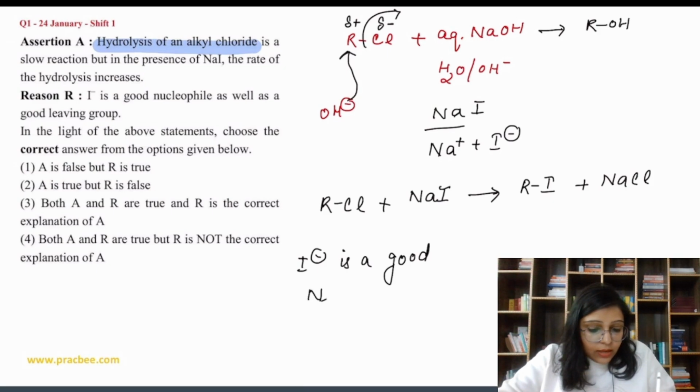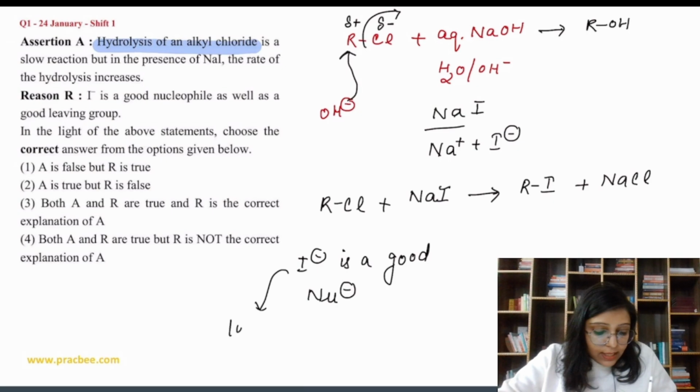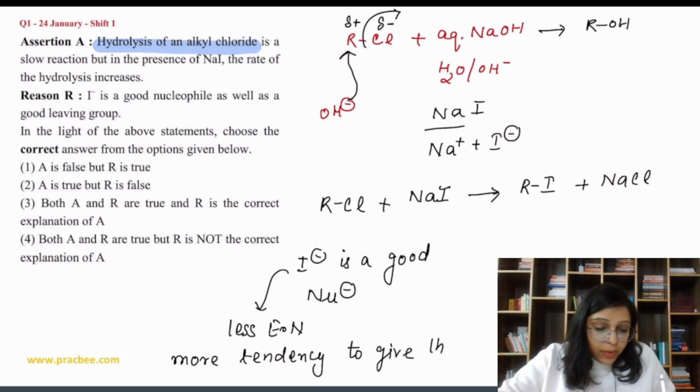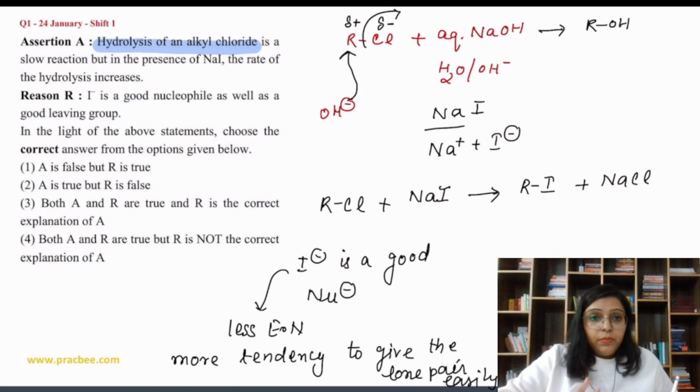It is a good nucleophile. Why is it a good nucleophile? Because it is less electronegative. So if this is less electronegative, it has more tendency to give the lone pair easily, right? So it means what happens?